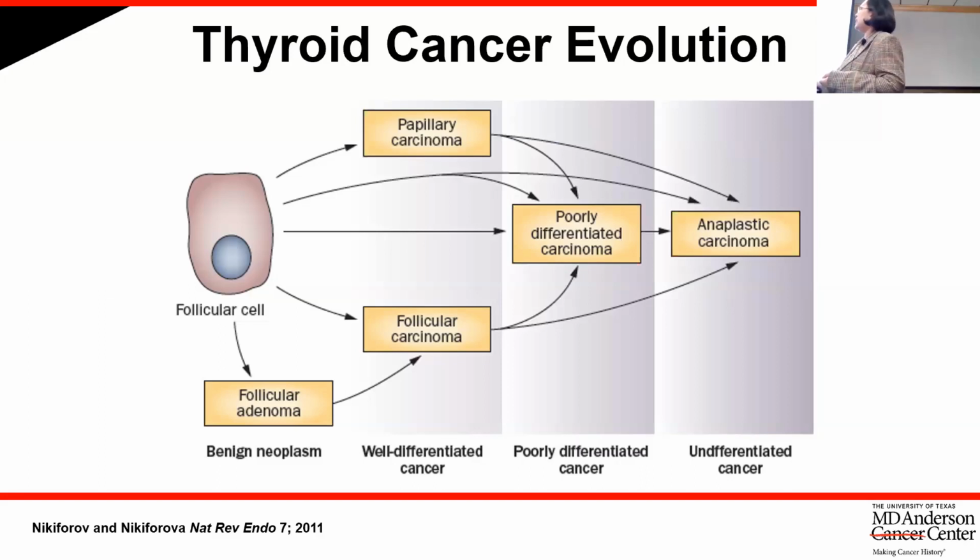So that means they may start with one mutation, like you remember the workflow that I had shown, but eventually as these tumors grow, they develop and acquire more mutations, which makes it behave more aggressively.